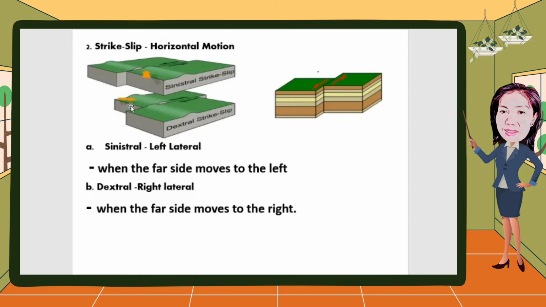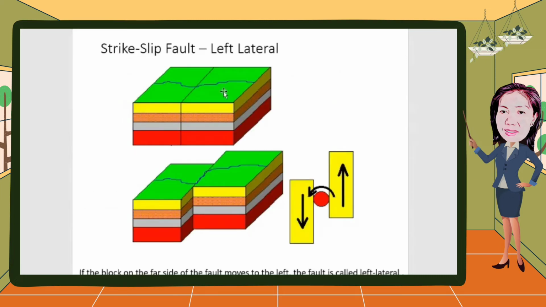Unlike in the first example, the movement is vertical. So when we say horizontal movement, strike slip. So kung left lateral strike slip, right lateral strike slip. Okay, let's proceed. To further understand the strike slip fault, this is another model or illustration.